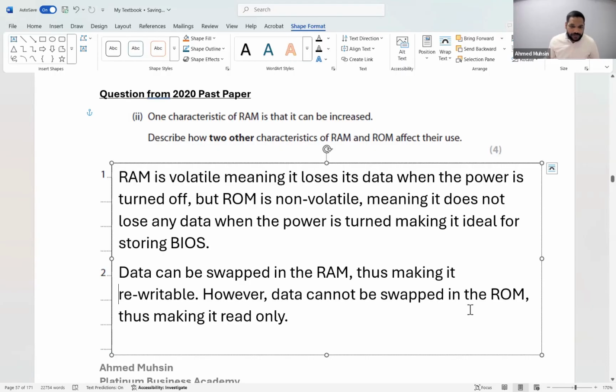Making it ideal for storing BIOS. We do not want BIOS going away, right? We want BIOS to always be there so that the computer knows how to start up. So that's what I'm saying. ROM is non-volatile. It doesn't lose any data when the power is turned off, making it ideal for storing BIOS. Okay? Everyone over there?